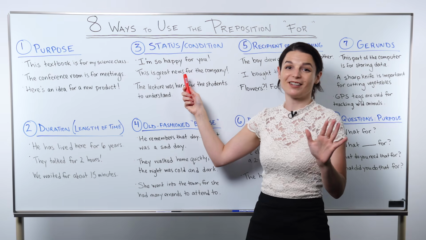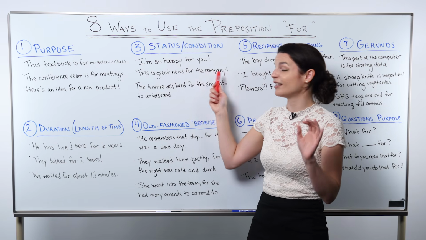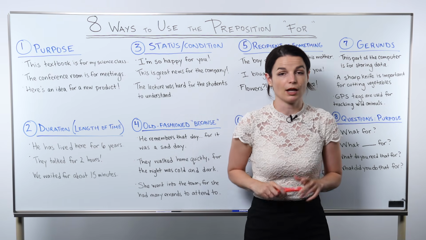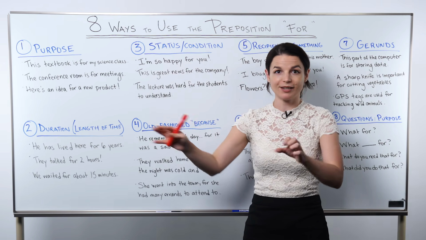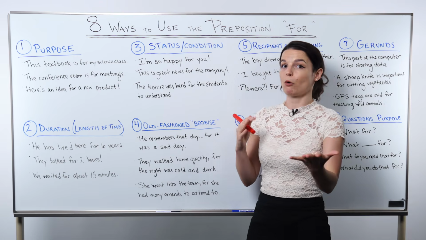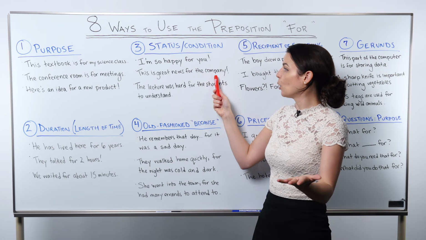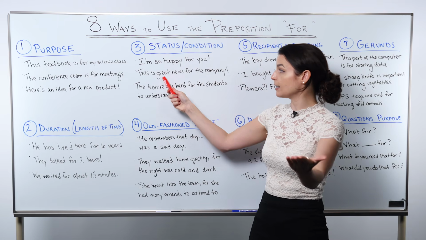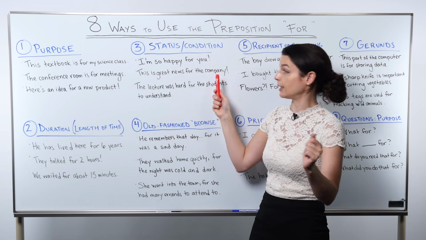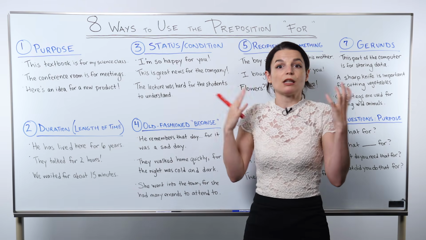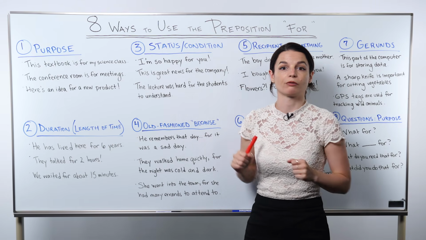This is great news for the company. So again, we have kind of this status or this condition. Something happened. This is great news for the company. So in this case, we want to express this condition is true for this organization. So maybe the CEO says this, like, this is great news for the company.